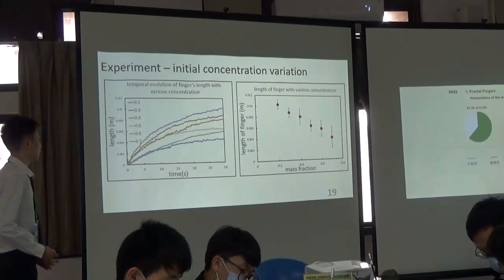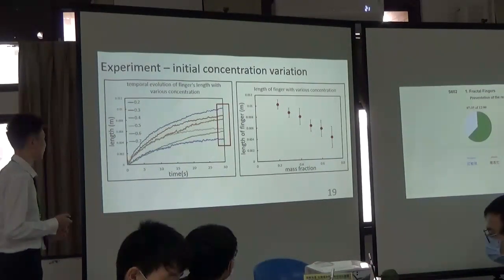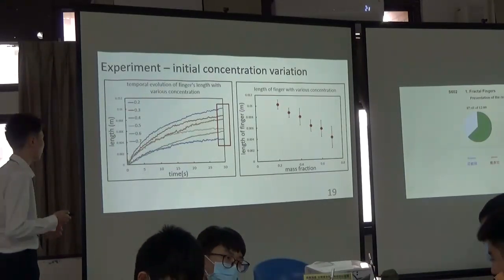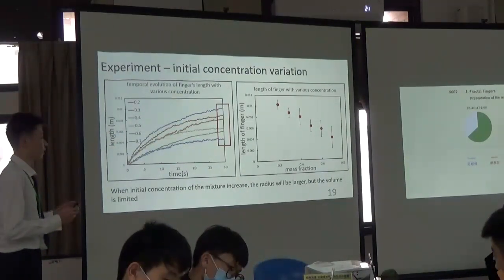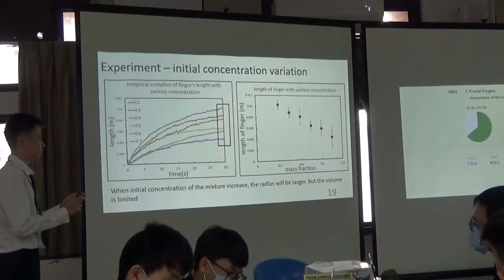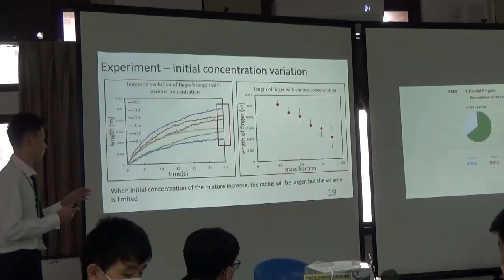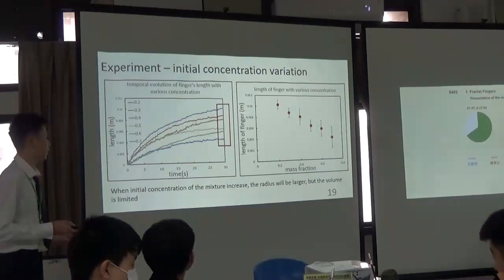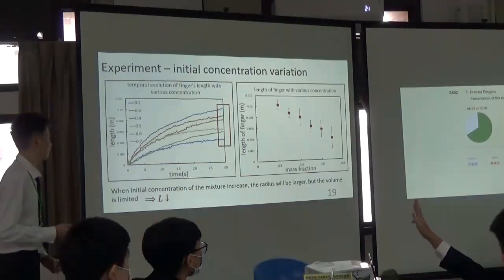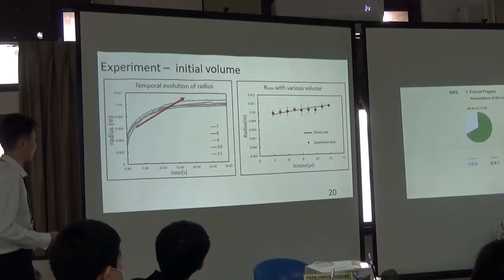And this is the temporal evolution of the finger's length with various concentrations. You can see that it has a negative correlation with the initial concentration of the alcohol. It's because the volume of the mixture is limited, so when the radius is larger, the volume in the radius part will be more than in the finger part, so the finger is smaller when the concentration increases.